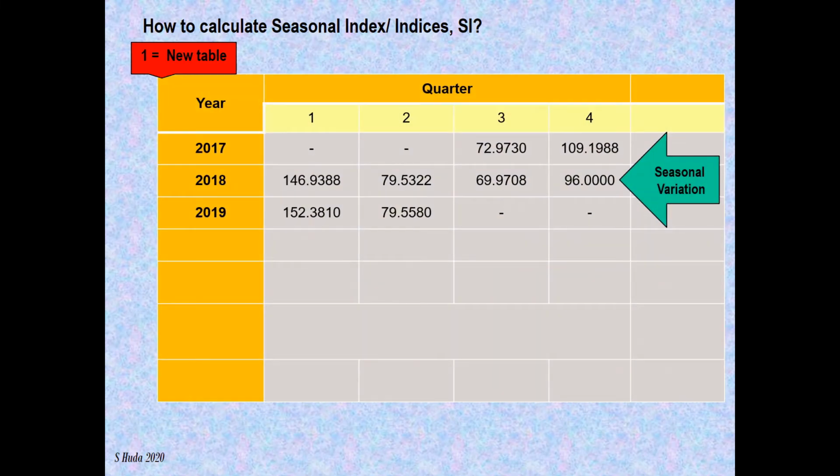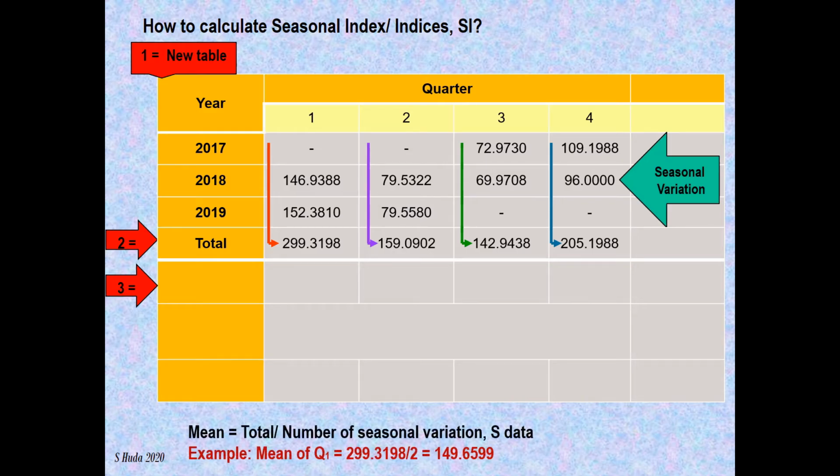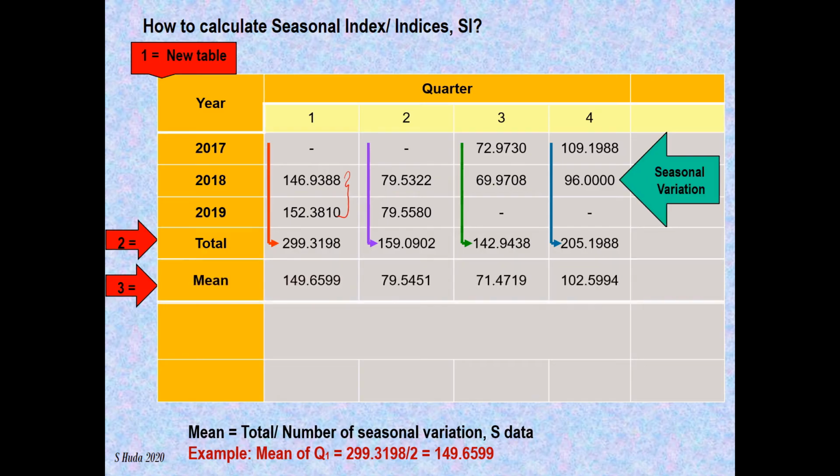Next step is to calculate the seasonal index, denoted by SI. How to calculate SI? First step, construct a new table. Transfer all the seasonal variation values into the new table. Next step, calculate the total for each quarter. After you calculate the total for each quarter, you need to find the mean. For example, the mean of the first quarter is 299.3198 divided by 2. Why 2? Because there are only 2 data for quarter 1. Then calculate the rest of the means.